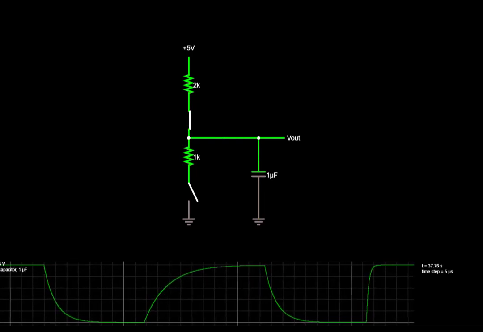So in short, the bigger the resistance or the bigger the capacitance, the longer it takes to charge or discharge the capacitor.